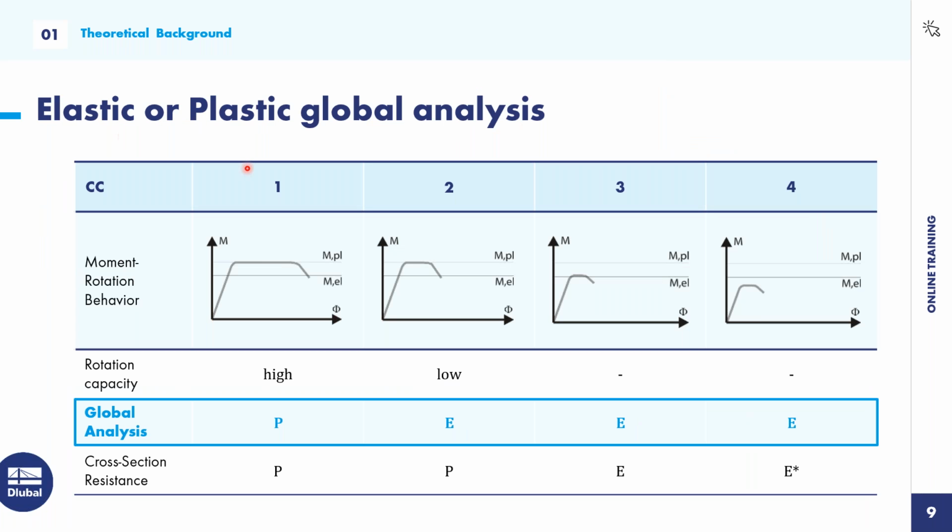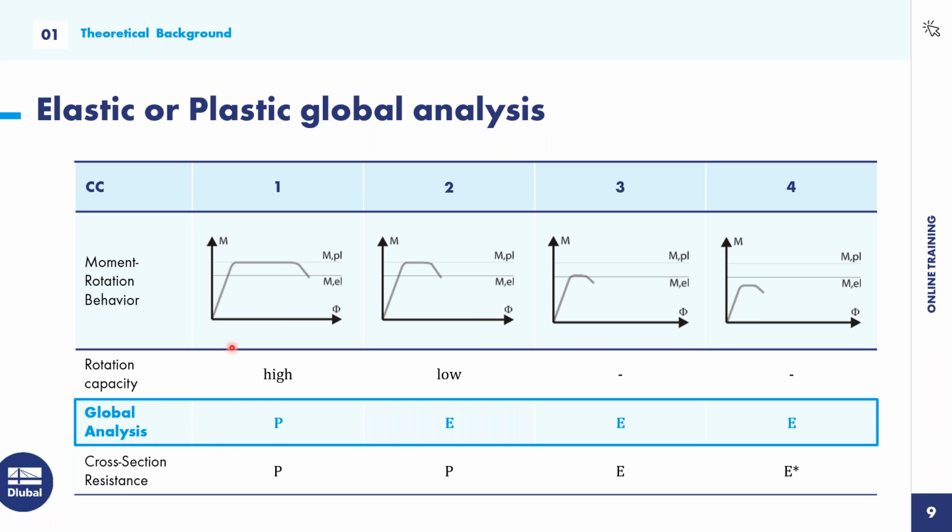Okay, then the next thing, elastic or plastic global analysis. This depends on the cross-section class you have. So in general, we have 4 different cross-section classifications, so 1 up to 4, and cross-section class 1 has one interesting characteristic. It has a high rotation capacity, and this also allows us to perform the cross-section design with a plastic global analysis, and also we can consider the cross-section resistance as plastic.